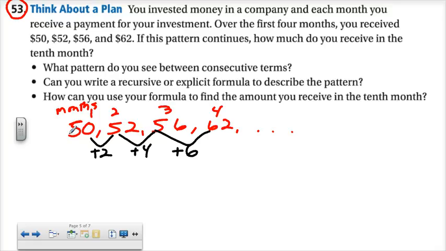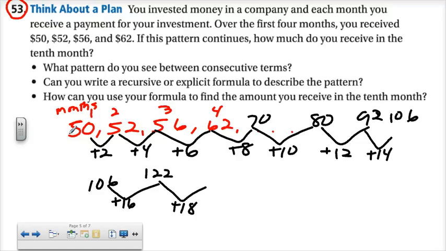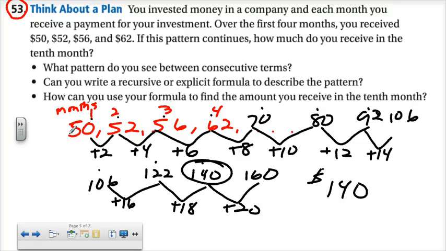So what you would probably want to do is say, all right, 62 plus 8 is 70. Add 10, 80. Add 12, 92. Add 14, 106. And I'm going to write that 106 down here again. Add 16, 122. Add 18, 140, add 20, 160, and let's see what month I'm in now. If this pattern continues, how much do you receive in the 10th month? 1, 2, 3, 4, 5, 6, 7, 8, 9, 10. A little past it. $140.